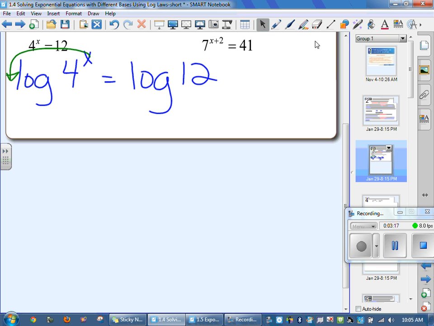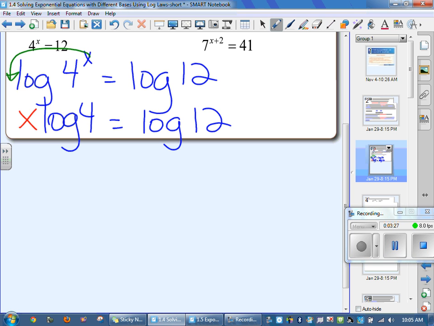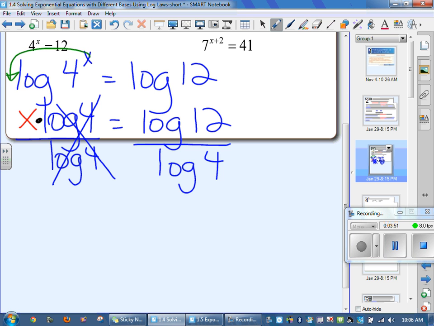At this point, x comes out in front of log 4 equaling log 12. Now this is the situation where I had that 2x equals a number. I want to get x by itself. Right now it's sitting side by side. Side by side means multiply. So how do I get log 4 away from x? You're going to divide. So we're going to divide both sides by log 4. That gets rid of log 4 on the left-hand side, and then I've isolated x.